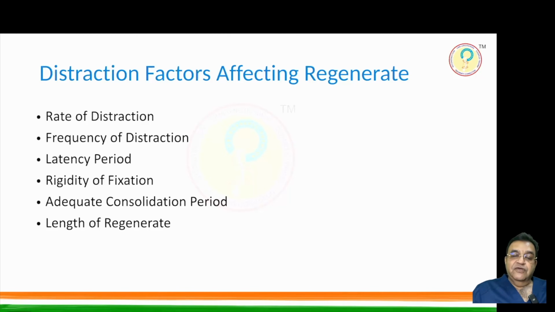Latency period: for the stipulated time in tibia and femur, it is around 7 to 10 days. If you do not follow that, basically, 10 days we take when a corticotomy is done at a corticocancellous junction like in proximal tibia. You have to start distraction at 7 days.